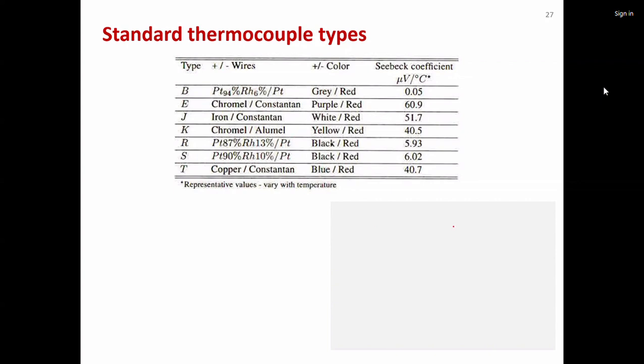So this is for p-type, the Seebeck coefficient is very low. And you can see that E-type has the highest Seebeck coefficient, followed by J-type, and then T-type, and then K-type, and then S and R.